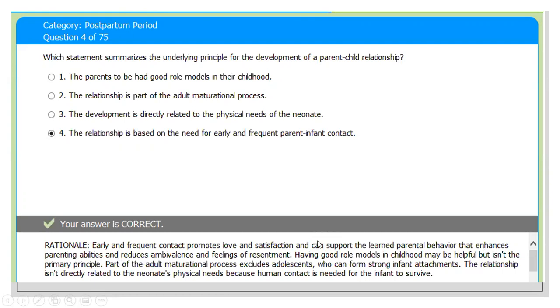Having good role models in childhood may be helpful, but it is not the primary principle. The adult maturational process is excluded, although adolescents can form a strong infant attachment. The relationship is not directly related to the neonate's physical need, because human contact is needed for the infant to survive.